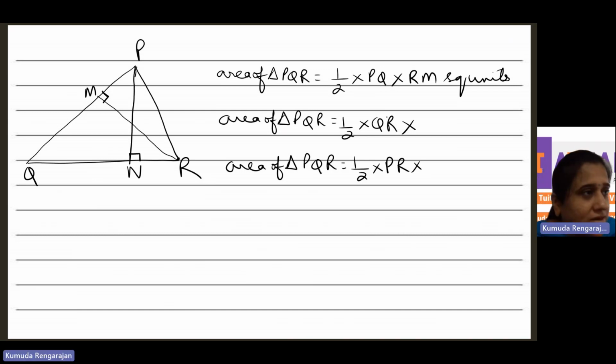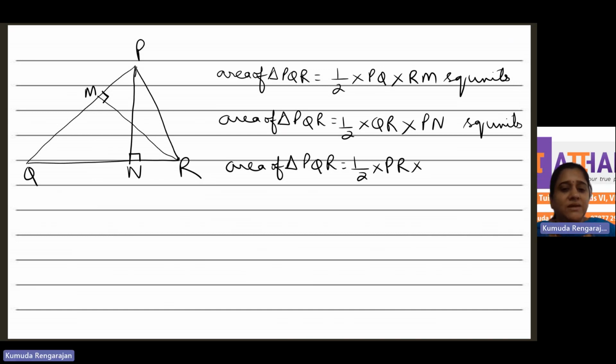Yeah, PN. PN lands on QR. It makes 90 degrees with QR. And from where does it come? From the opposite vertex, P. Okay, so that's the altitude on QR. So half into QR into PN, PN square units.